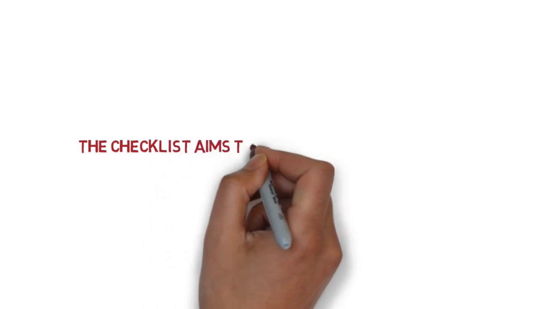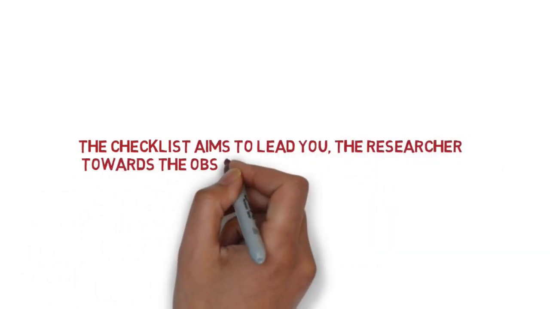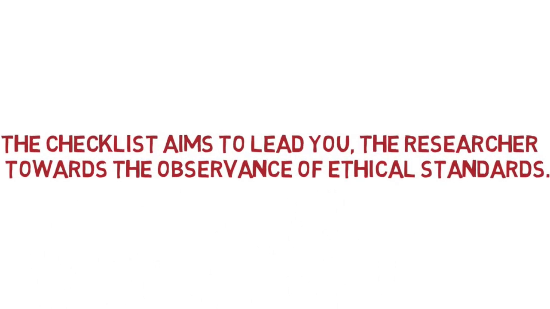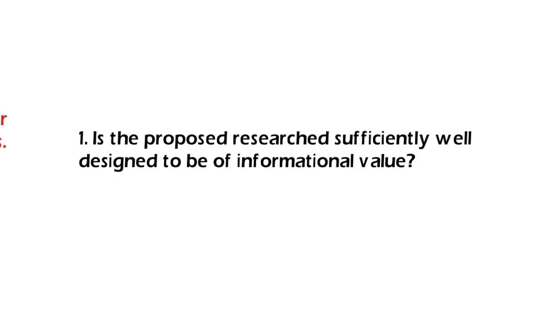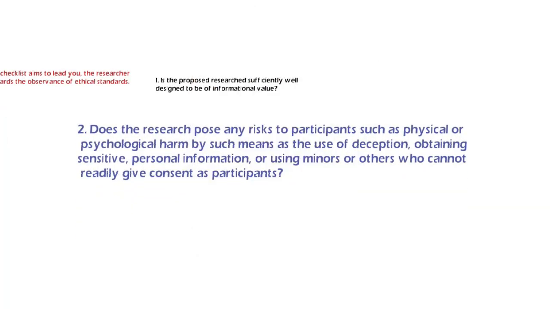The ethical checks to make before beginning the study. The checklist aims to lead you, the researcher, towards the observance of ethical standards. 1. Is the proposed research sufficiently well designed to be of informational value? 2. Does the research pose any risks to participants such as physical or psychological harm by such means as the use of deception, obtaining sensitive personal information, or using minors or others who cannot readily give consent as participants?